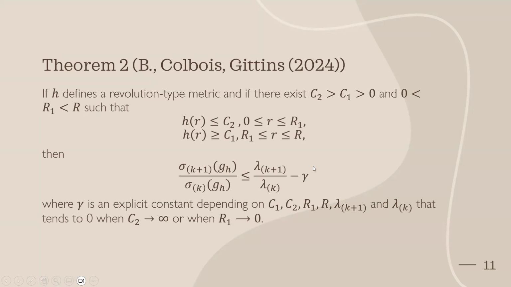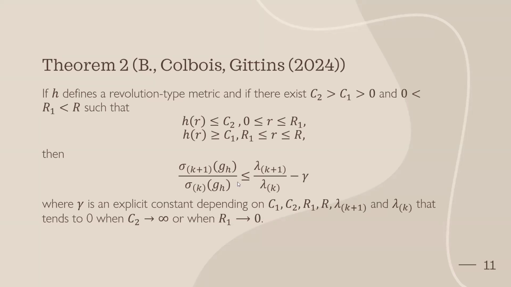And we are far from it by this certain constant gamma, which is explicit, but its expression is quite complicated. It depends on C1 and C2, our constants that we want to bound h between. It depends on R and on R1, the R1 here where we fixed h to be bigger and smaller than two constants. And it also depends on lambda k plus 1 and lambda k. And also what we can say is that if C2 tends to infinity, gamma tends to 0, and if R1 tends to 0, then also gamma tends to 0.